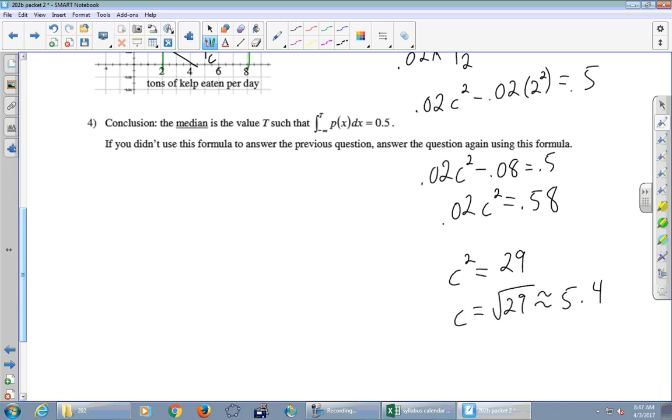So I'll repeat, you don't need to do any slicing. You don't need to build this formula. If I ask you a question like this on the test, you can just use the integral and set the thing equal to 0.5. Questions on that one?